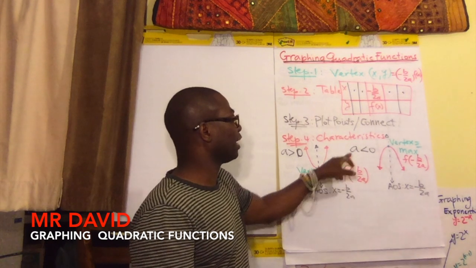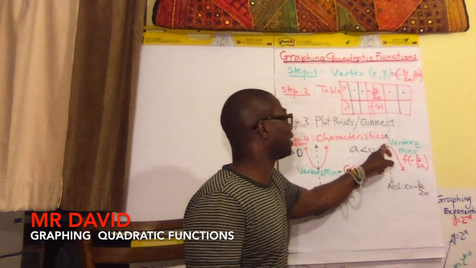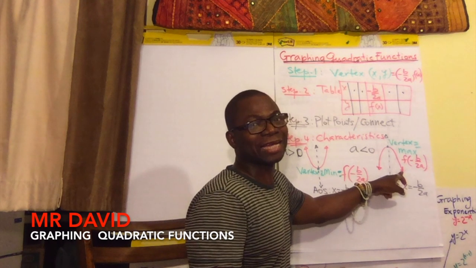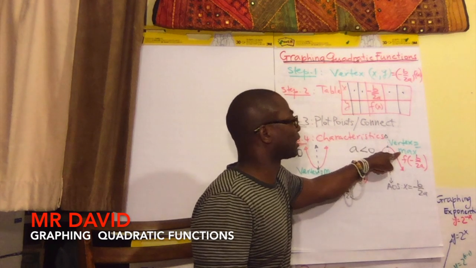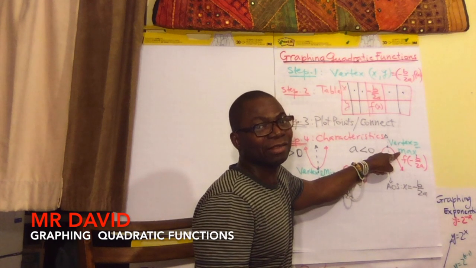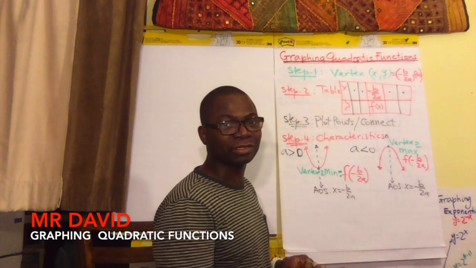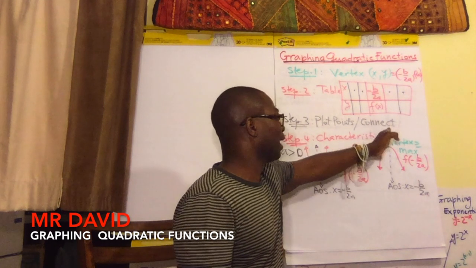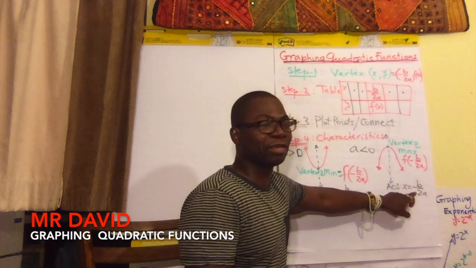If a is less than 0, if a is negative, then we have a sad face. When we have a sad face, the vertex, which is on top now, becomes the maximum. And the value of the maximum is f of negative b over 2a, whatever we get for the x value of the vertex. Our axis of symmetry is there. It's always x equal to negative b over 2a.